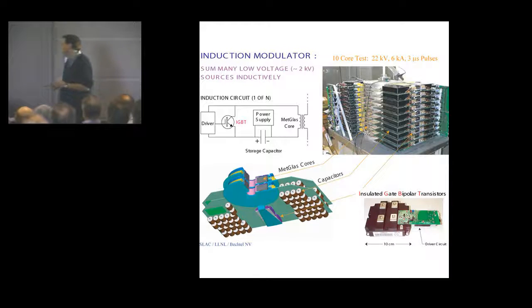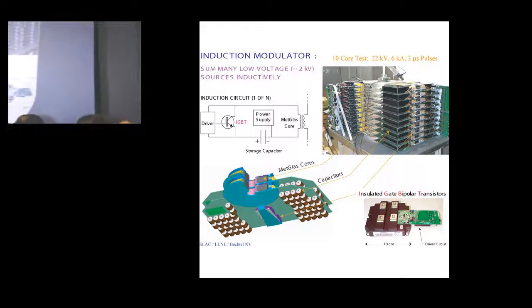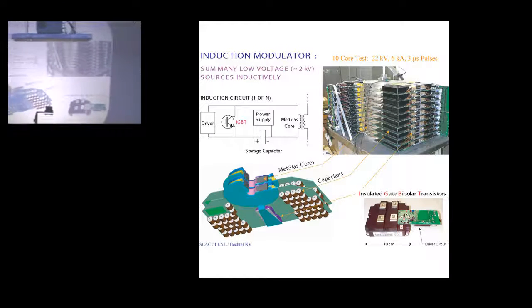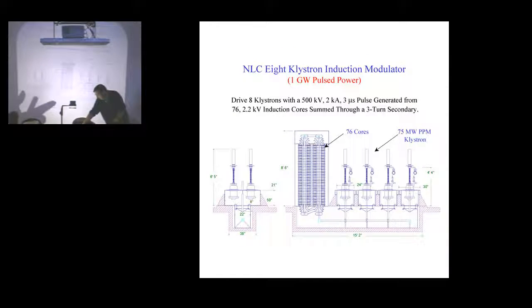But it turns out they can switch megawatts of power very efficiently, unless it's a very fast train. And basically, we turn these on and run a primary loop here, and then using these Metglas cores as a transformer, sum up the voltages with stacks of these. So each one's about 2 kilovolts. You stack them up. And this is just a test setup for this. And the goal for the NLC is to put 76 of these cores together to generate these 500 kilovolt pulses that we'll need for the NLC, and this will produce a gigawatt of pulse power. This will certainly start your car on a cold morning.